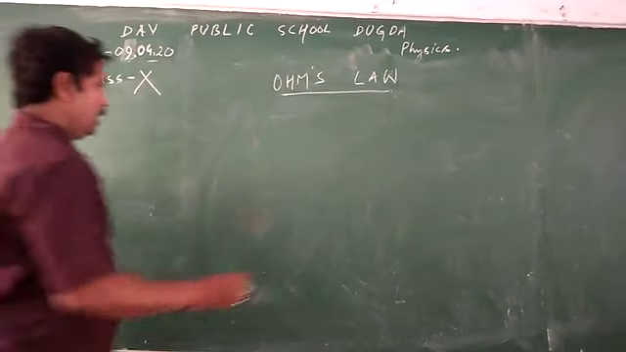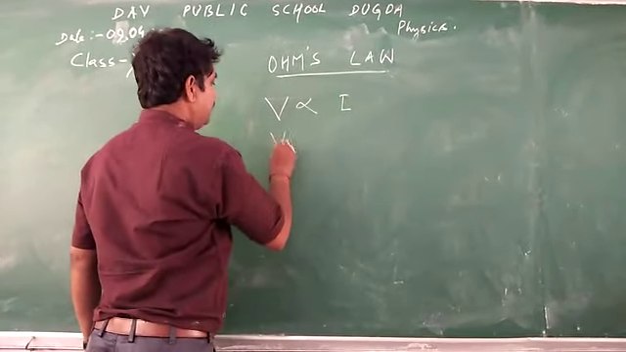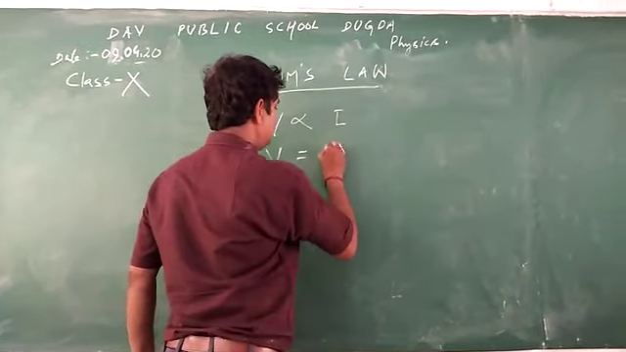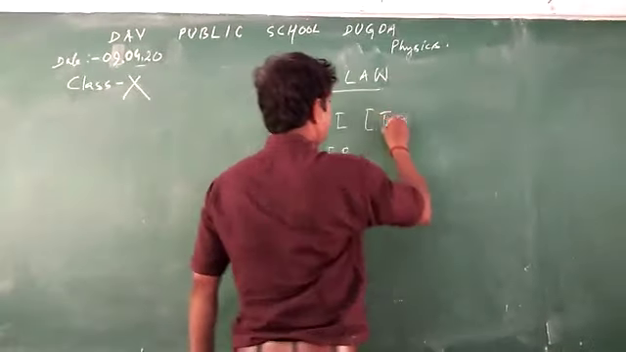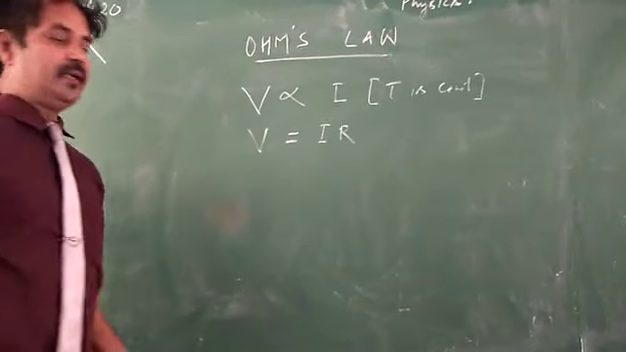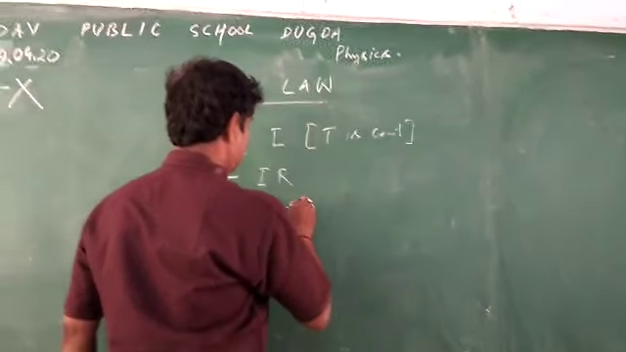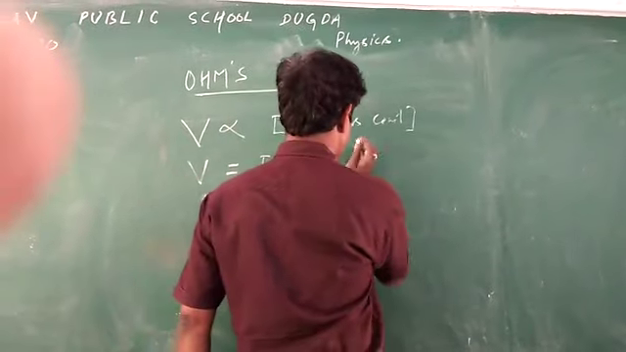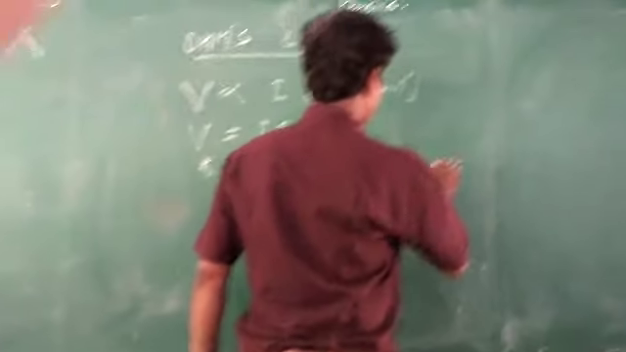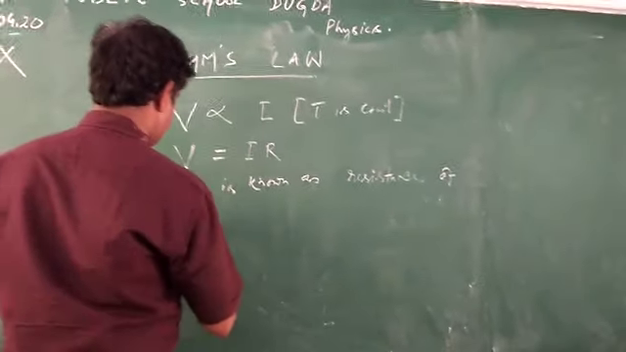Now, Ohm's law: V is directly proportional to I. If we remove this proportionality sign, we have to multiply with a constant. So V is equal to I into R, where R is constant. And what is R? R is known as the resistance of the conductor.